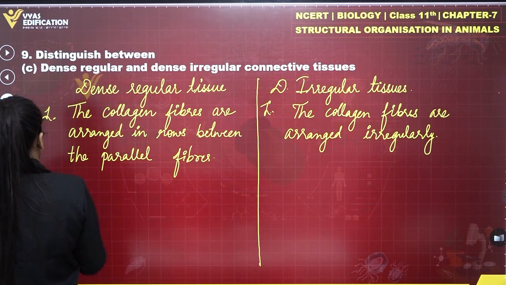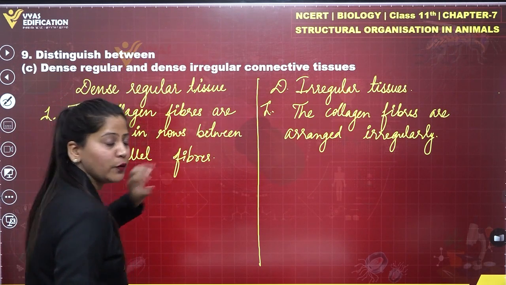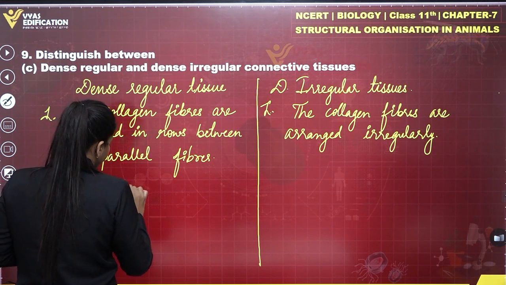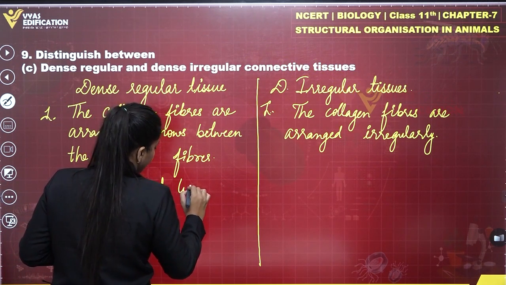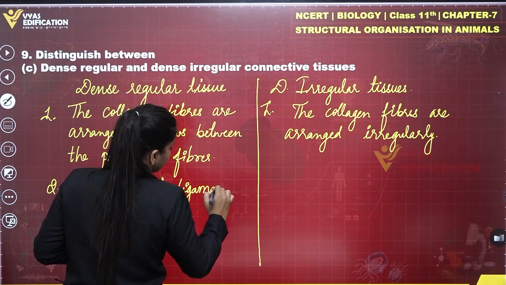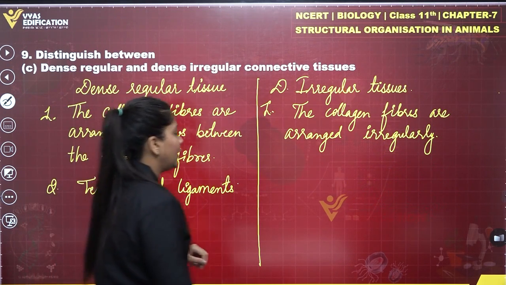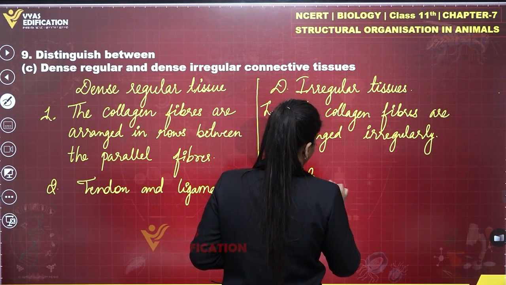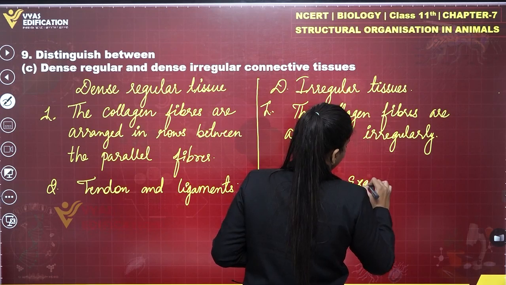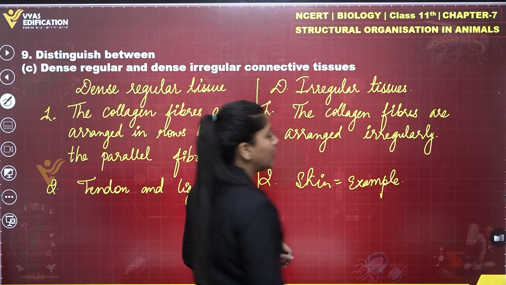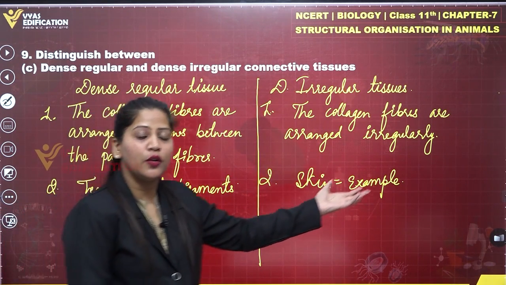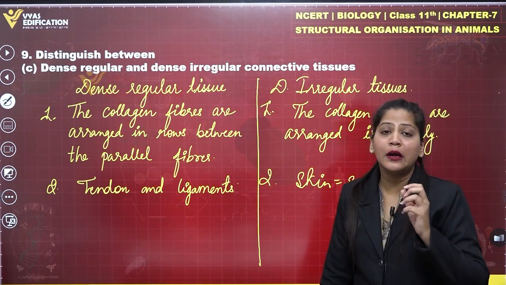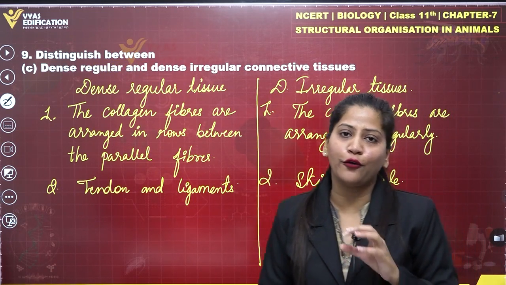Then dense regular tissue you will find in tendons and ligaments. Tendons and ligaments are examples of dense regular tissue, and for dense irregular tissue the skin is an example. You will find dense irregular tissue in skin. So this is your solution for part C of question number 9.